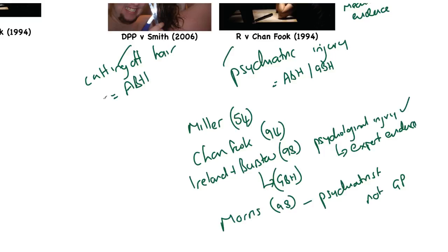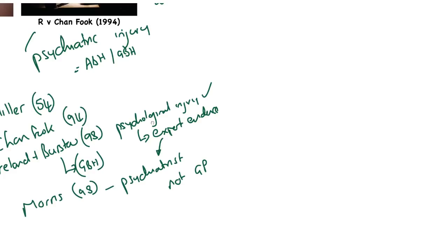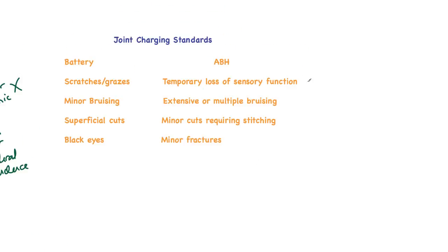Okay, so let's just look at the extension. I still want you to use Miller when you talk about what ABH is: any hurt or injury calculated to interfere with the health and comfort of the victim, providing it's more than merely transient or trifling. But just be aware that from 94 through 98, there was an extension of that to include psychological injury, started by Chan Fook, supported by Ireland. Burstow goes one step further to say that that could be GBH as well, providing that you have expert evidence. And Morris says that expert evidence must be from a psychiatrist, not from a GP. So, we've extended the boundaries, have we not, of what ABH is. And just very briefly, I just want to give us some examples of what we mean by ABH.